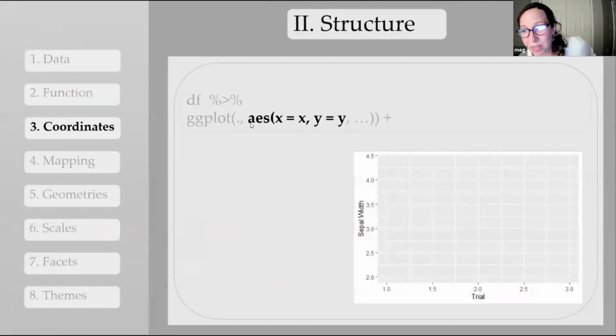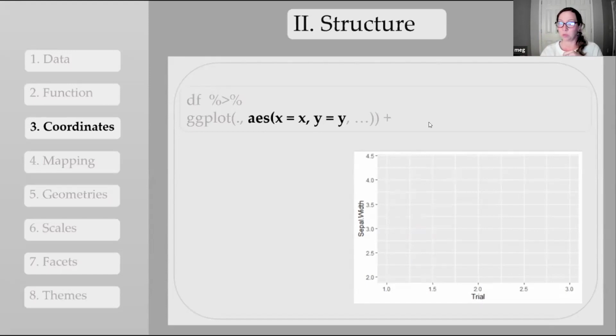So you specify the X and Y of your data in the aesthetic wrapper. And that's literally what AES means. It means aesthetic. So now we've got our data frame. We've got our ggplot call. This is the notation for when you're piping your data. And then you specify aesthetics. I want my X to be this column, and I want my Y to be this column. And in this case, you can see we're doing trial and sepal width.